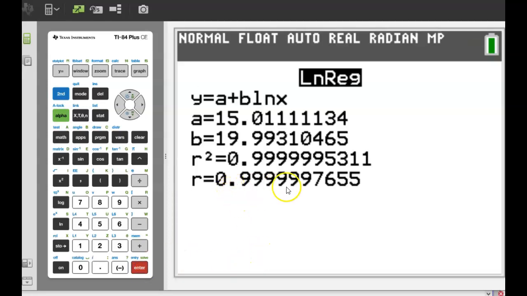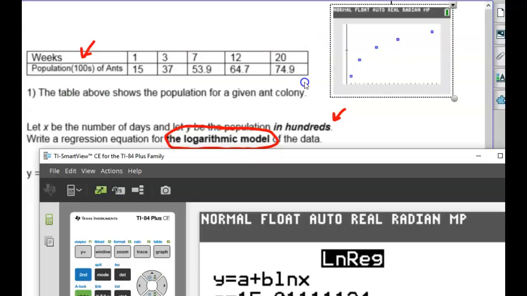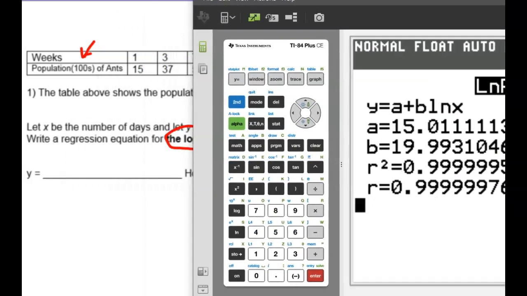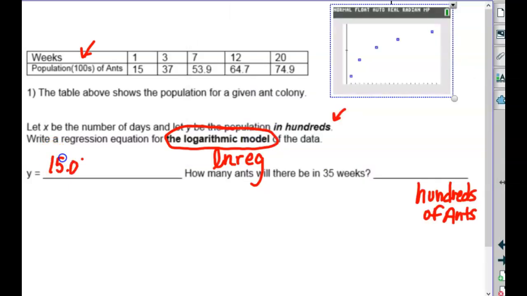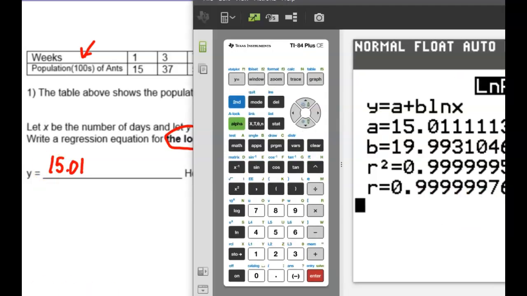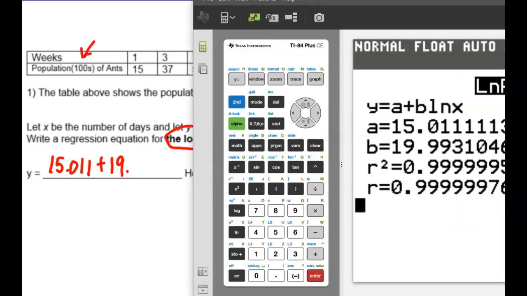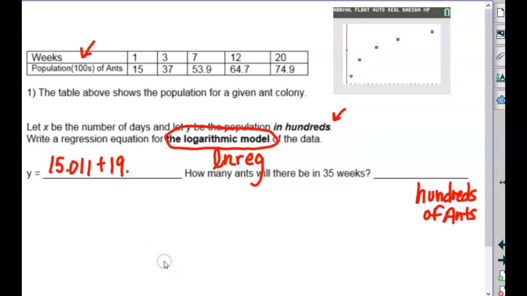Okay. It is an excellent fit, it says down here. If you have your diagnostics turned on, it doesn't ask that, but honestly, I'm not sure that it says on the quiz how many places to round this part to. So I'm just going to go, it's A plus B ln of x. So it's 15.01 plus 19.993 ln of x.